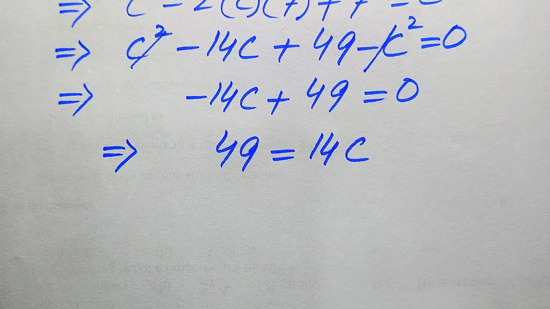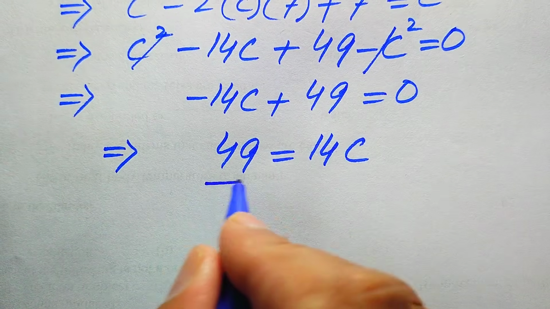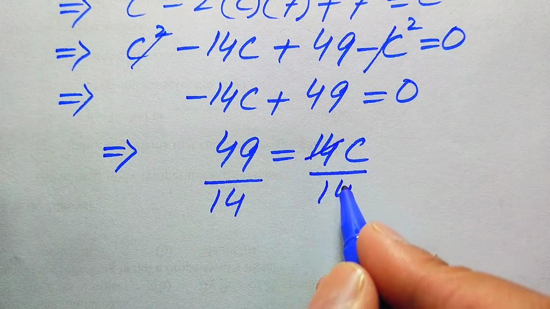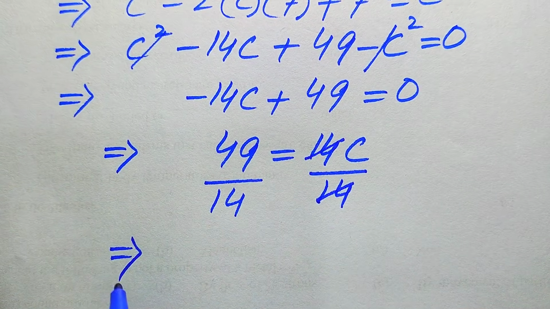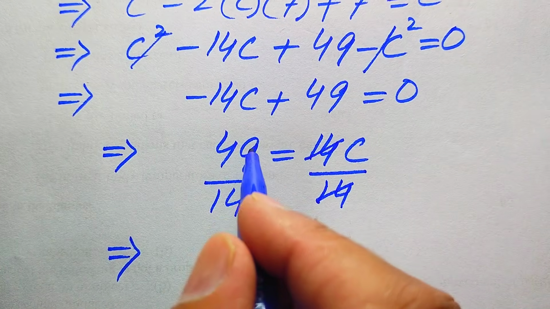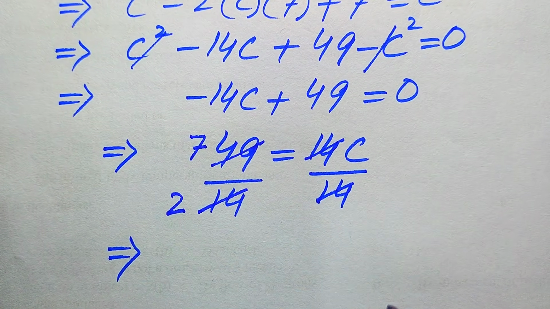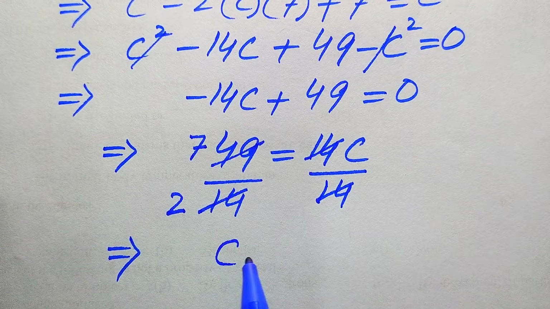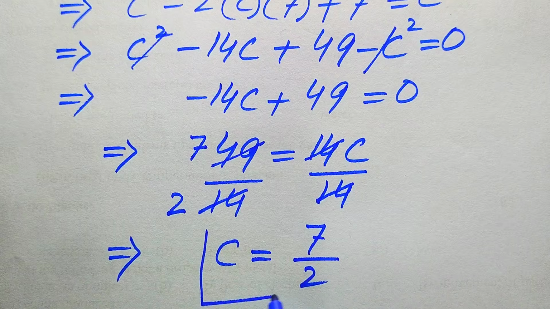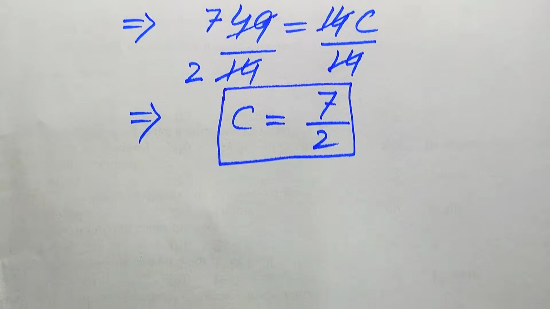So for the value of c we need to remove this 14, so we divide both sides by 14. You see that 14 and 14 are gone, and we need to cancel both of these terms with the table of 7. You know that 7 sevens are 49 and 7 twos are 14. So we easily get the value of c is equal to 7 divided by 2. This is the only value of c which we get in the first method.